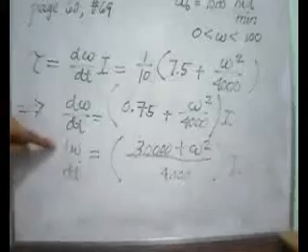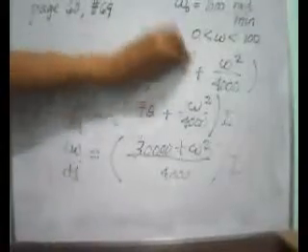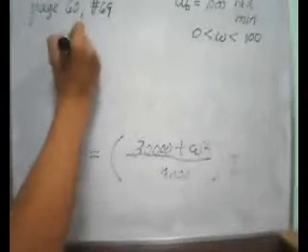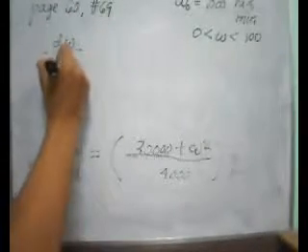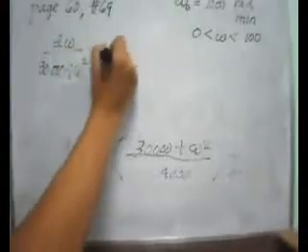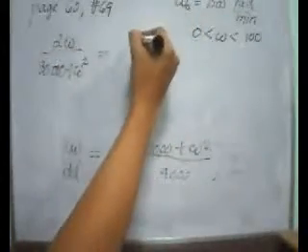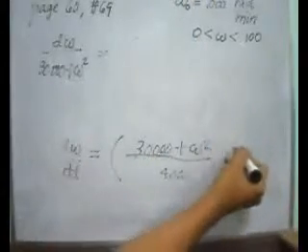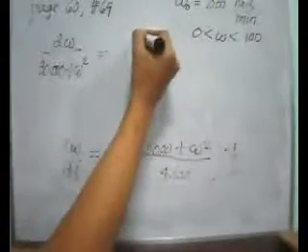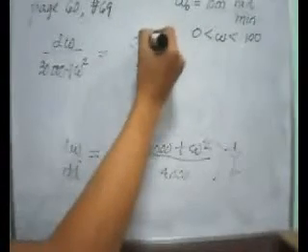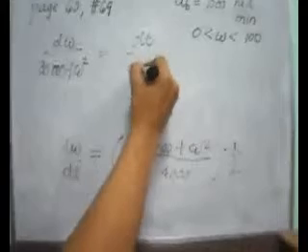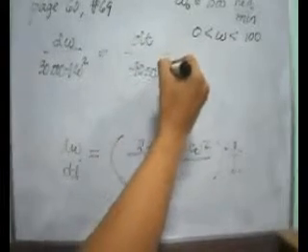The resulting equation will look like this: d omega over (30,000 plus omega squared) equals 1 over I, that is, dt over 40,000 I.